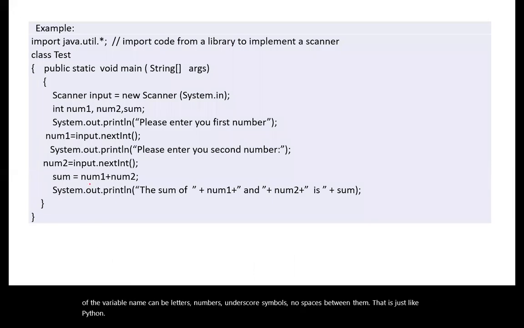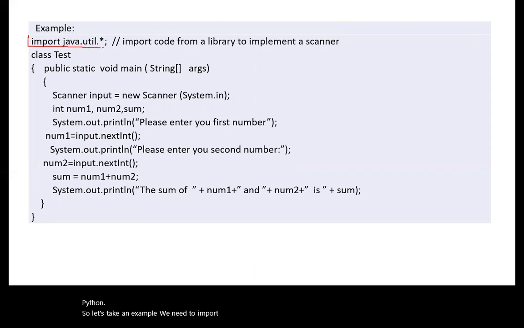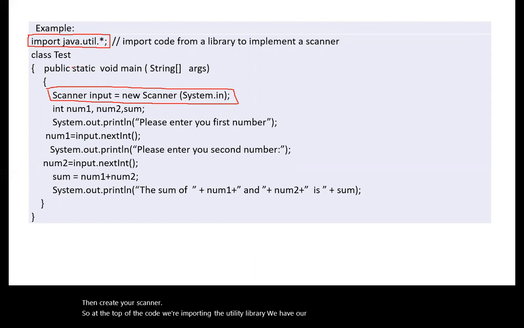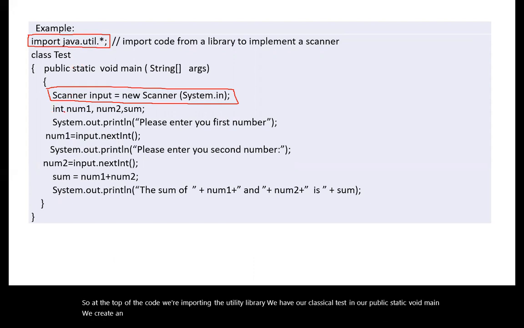So let's take an example. We need to import a library. This library has a scanner in it. Then create your scanner. So at the top of the code, we're importing the utility library. We have our class called test and our public static void main. We create an input, and then we declare our variables. So we're saying that num1 is an integer, num2 is an integer, and sum is an integer.